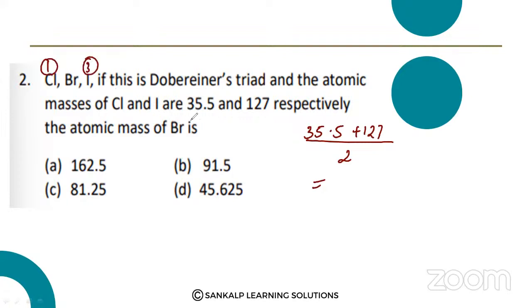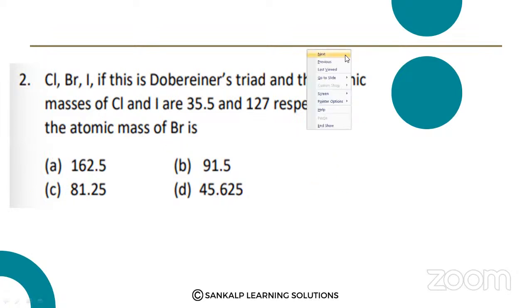The atomic masses are given and then you are going to divide. So average means what? You have to add the 2 and divide by 2. So you get 81.25. So it is option number C. So this is the atomic mass which is close to bromine. 81.25. So option number C is the right answer. Good. So we'll go for the next one.